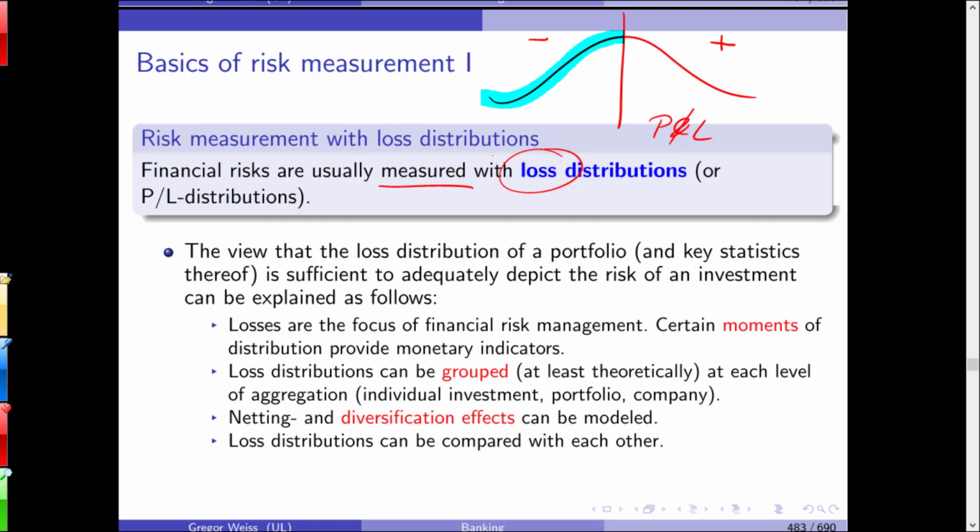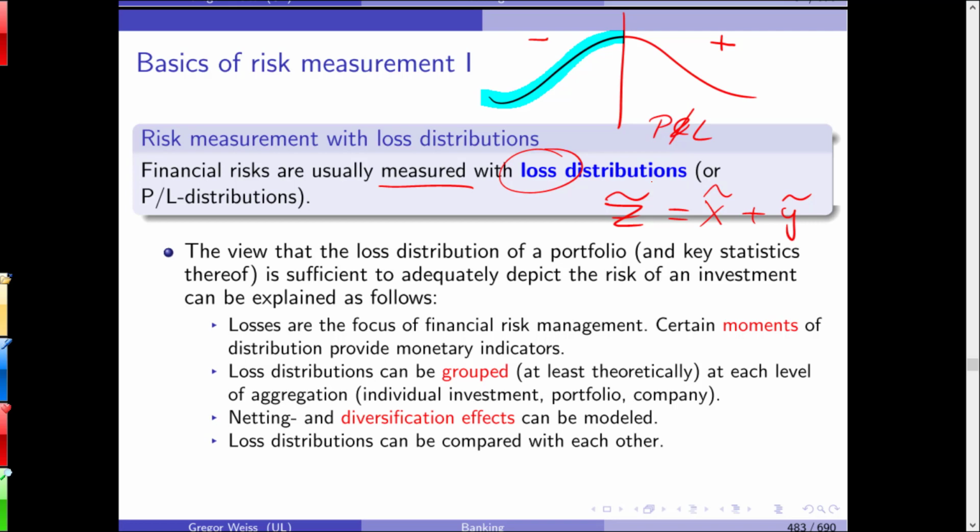How can you justify this view? First of all, in financial risk management, you only care about financial losses, period. Loss distributions can be grouped. They can be summed up. If you have two positions, if you have two assets, you can sum up the two loss distributions, X plus Y, and you will have the loss distribution of your combined portfolio.